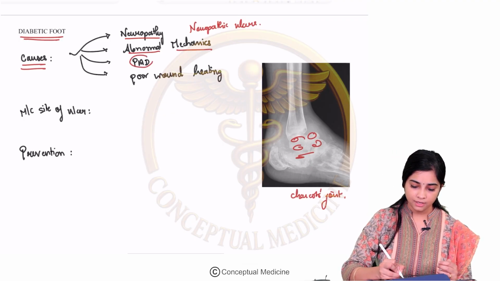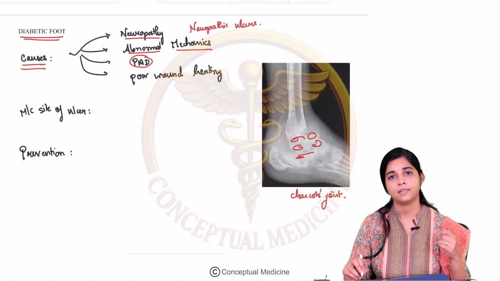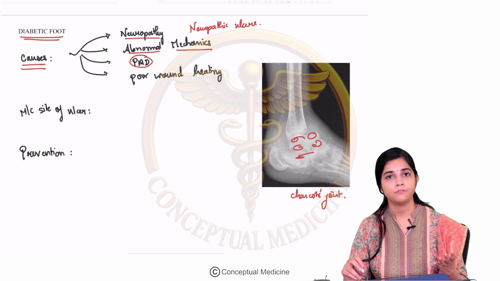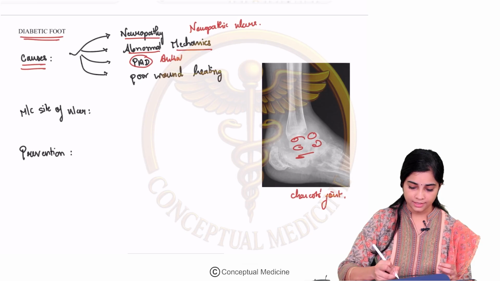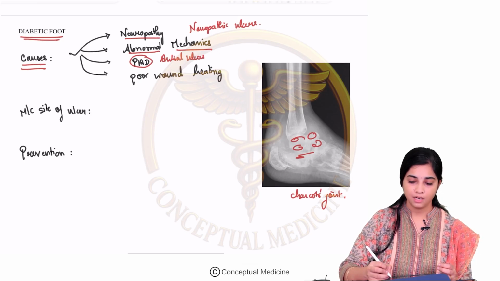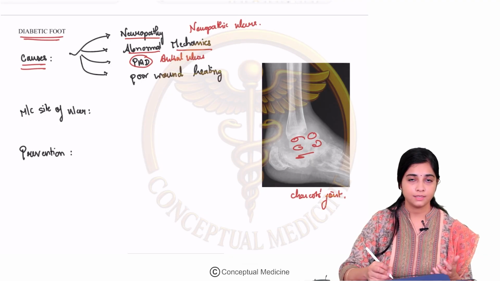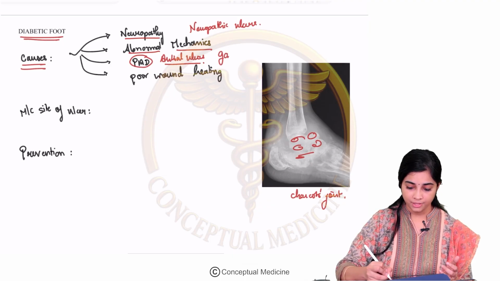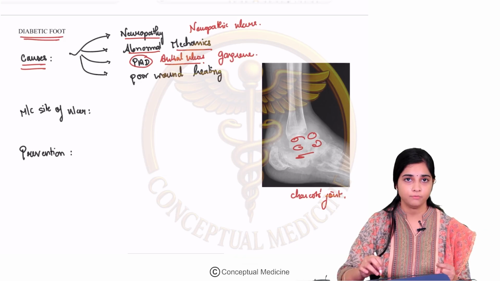Then peripheral arterial disease. Diabetes causes atherosclerosis not only in the heart, it can affect the peripheral arteries also. So overall there is damage to the peripheral arteries, then you can have arterial ulcers. Apart from that, the nutrition to the foot is lost, as a result of which these arterial ulcers and gangrene formation can happen. Can finally result in gangrene as well.